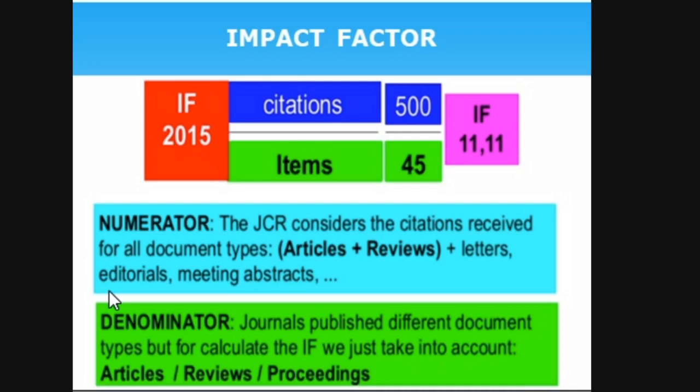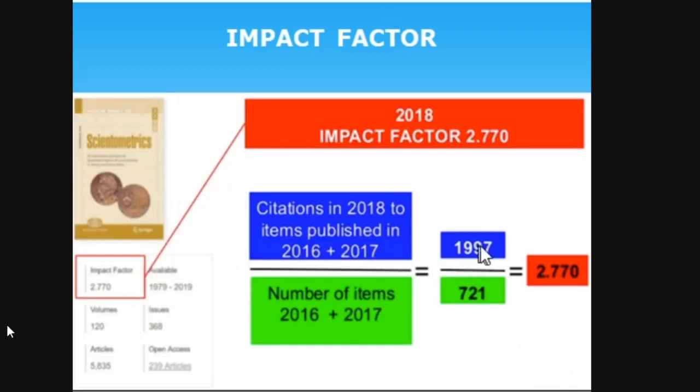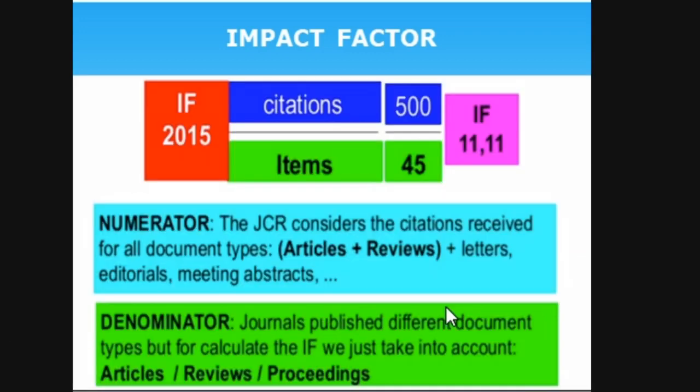See, this is a segmentation of what is numerator and denominator. What is at the top is numerator. Blue color is numerator, green color is denominator, right? So JCR is Journal Citation Reports. I will tell you what JCR is actually.